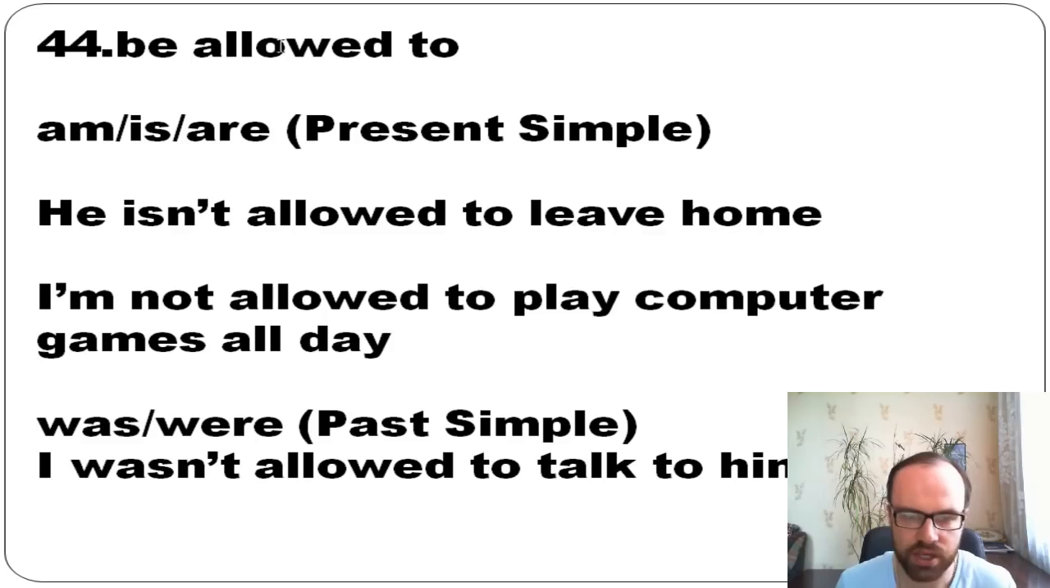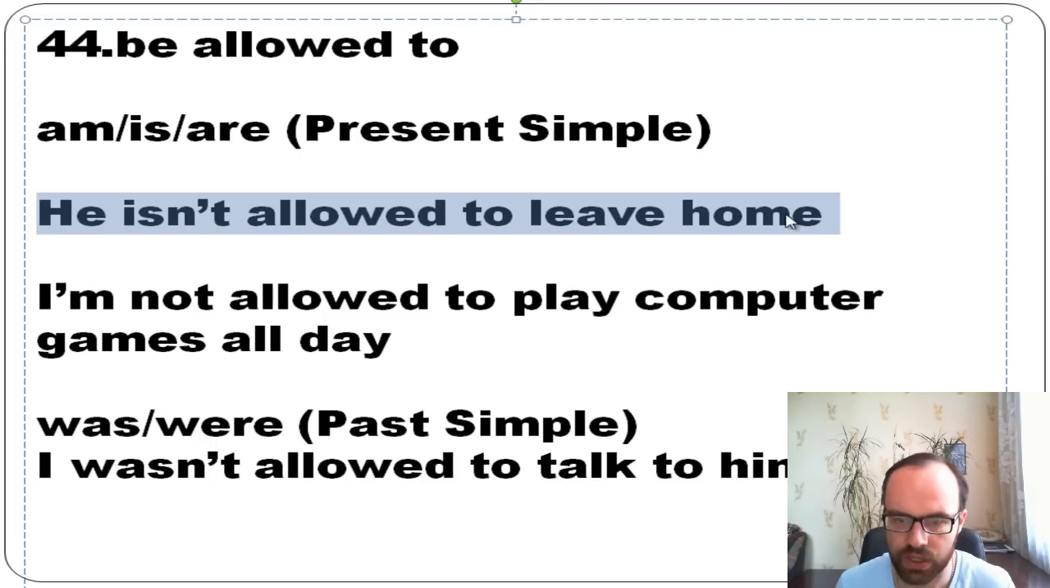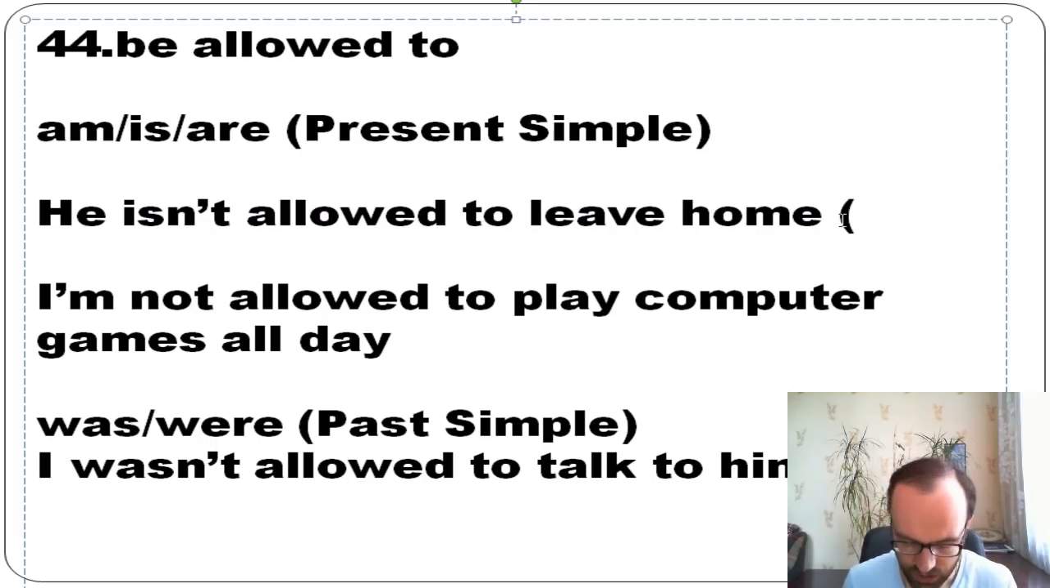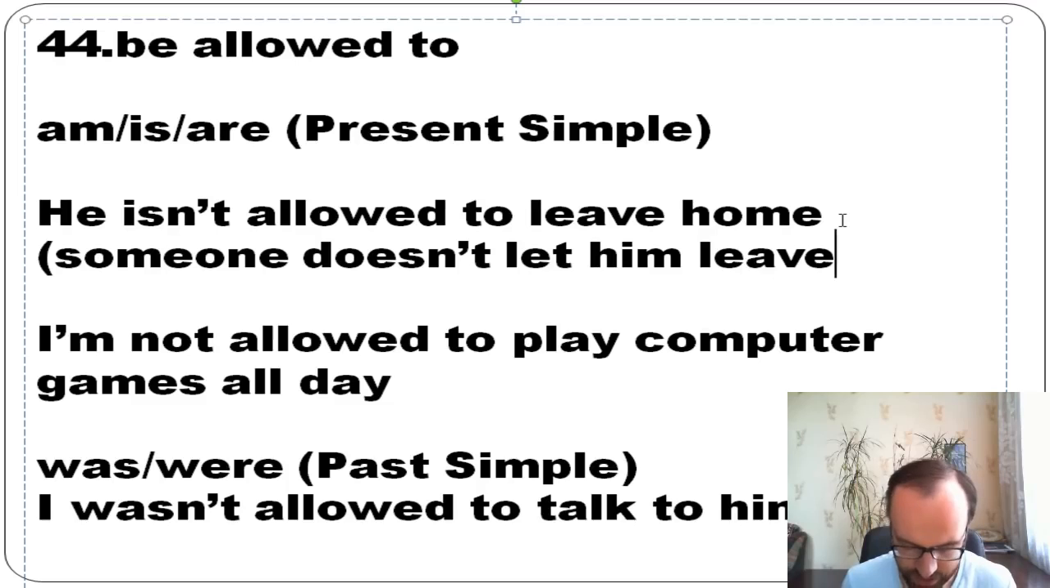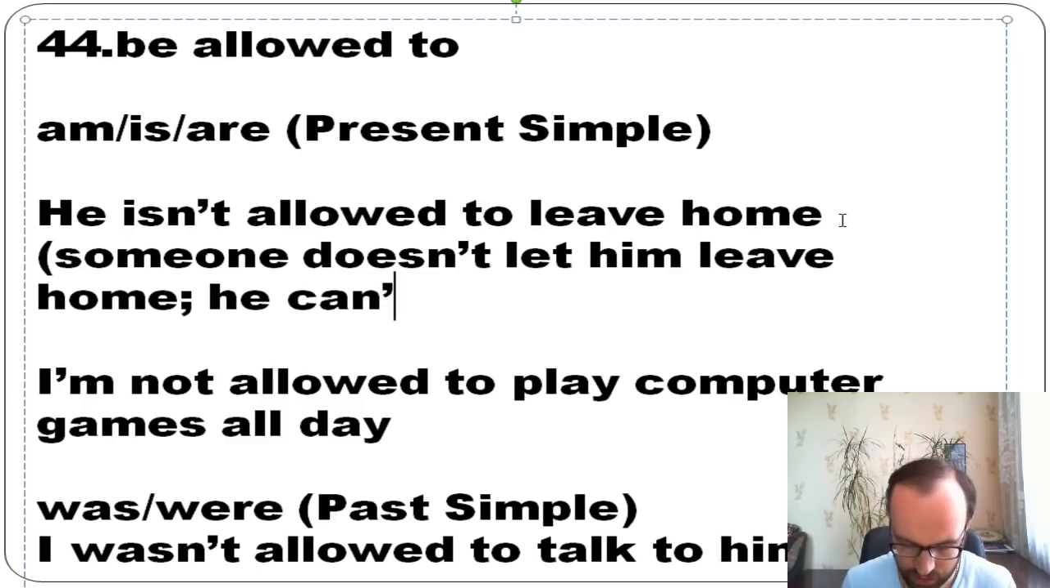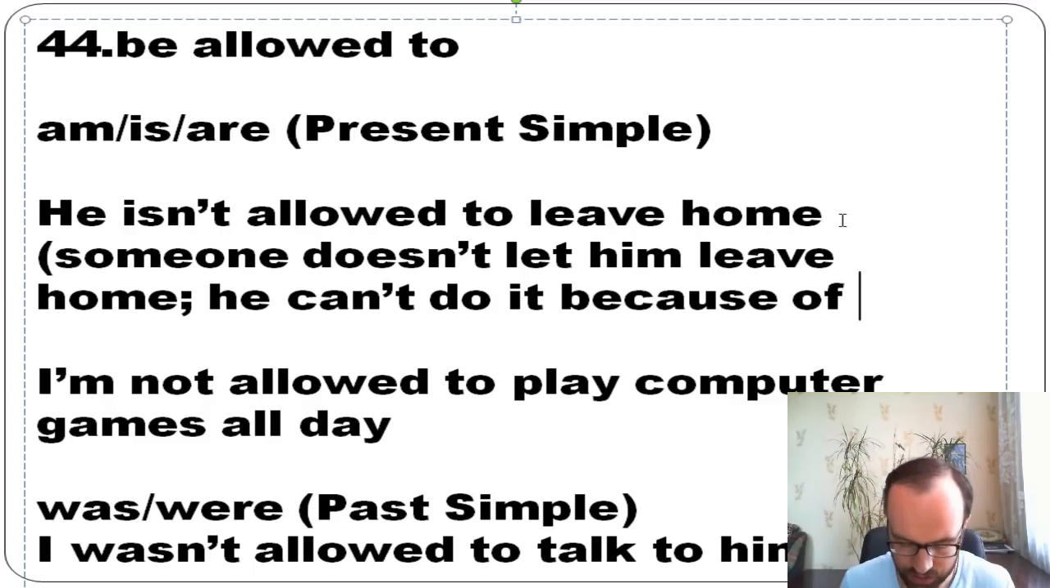Okay, so next, be allowed to. So we can use it in present simple. Am, is, are allowed to. Look, he isn't allowed to leave home. It means that other people or someone doesn't let him leave home. He can't do it because of someone.